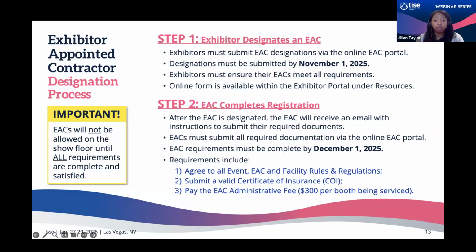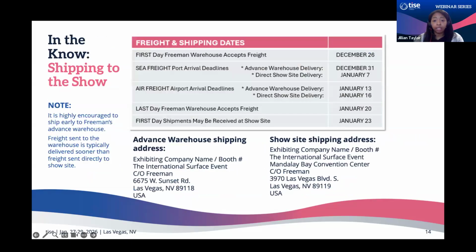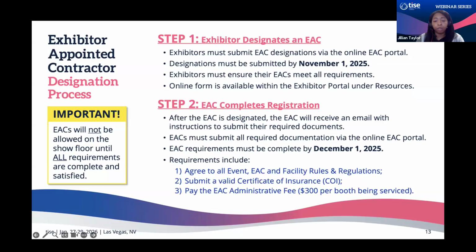Requirements include that they agree to all event, EAC and facility rules and regs, submit a valid certificate of insurance, the COI, and pay the EAC administrative fee, which is $300 per booth being serviced. At that time, they will receive a link to access all of our exhibitor portal information so they can plan for you. It is important that this step is completed, otherwise they will not be able to access the show floor during move-in. Next slide.